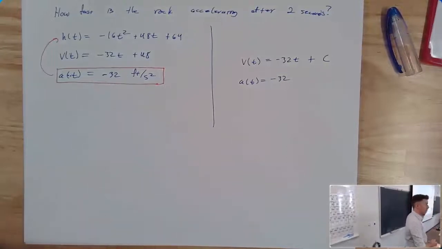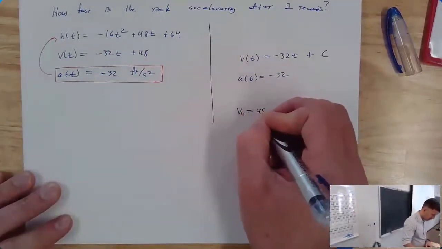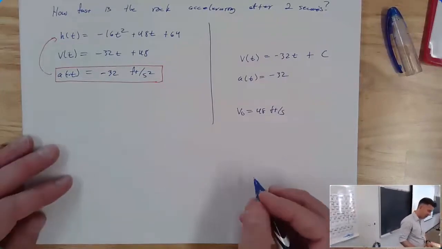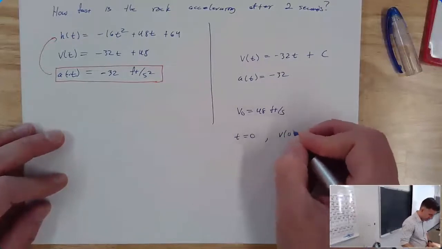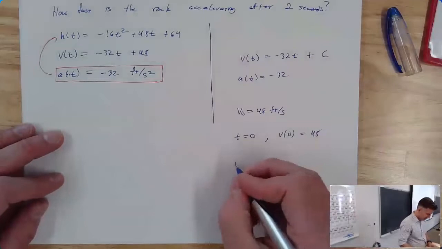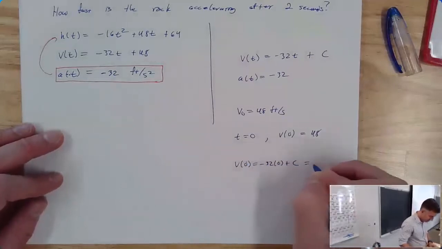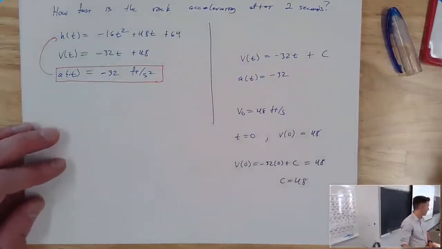But it can't be just any constant, because I was told specifically that the initial velocity was equal to 48 feet per second. So I have to use that information: if I plug in t equals 0, I should get v of 0 equal to 48. But v of 0 is negative 32 times 0 plus c, which has to equal 48. So c had to be 48.